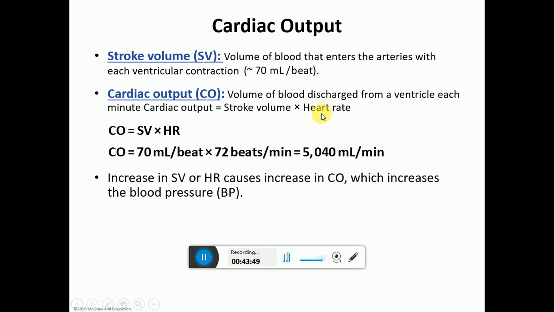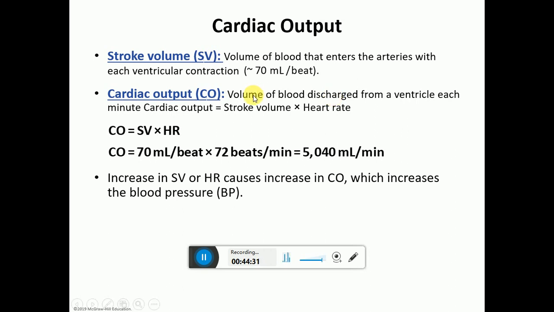Now we really talk about the heart rate and stroke volume together, okay? Because if you multiply them, it'll give you this really important construct, and that is the cardiac output. So let's define all of these different terms. The heart rate is the number of beats by the heart per minute. The stroke volume is the volume of blood that enters the arteries when the ventricle contracts, so with each ventricular contraction. And the cardiac output would be the volume of blood discharged from the ventricles per minute.